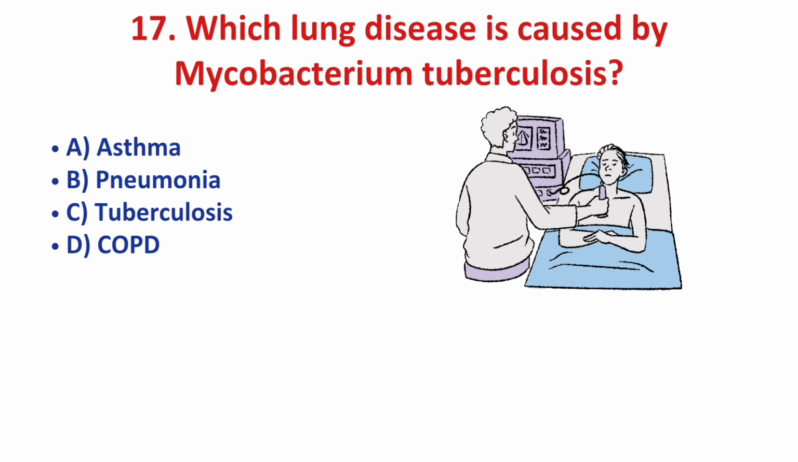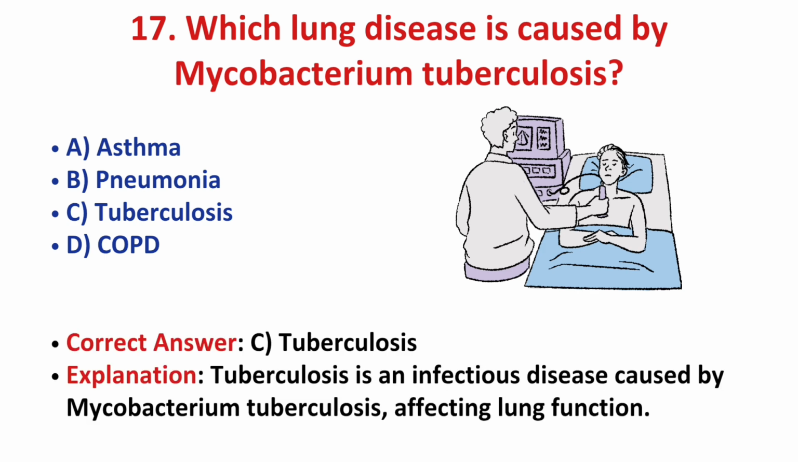Which lung disease is caused by Mycobacterium tuberculosis? Options are asthma, pneumonia, tuberculosis and COPD. Correct answer is option C, tuberculosis. Tuberculosis is an infectious disease caused by Mycobacterium tuberculosis affecting the lung function. So the correct answer is option C.